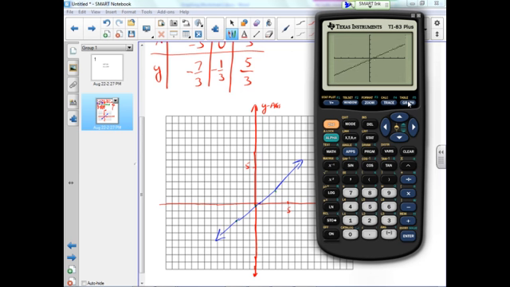Now we can see more detail, can't we? And it looks like for sure that the graph's y-intercept here is (0, -1/3). Okay, so sometimes you've got to adjust your window to see more detail. Okay? Now, we did this the hard way, didn't we?